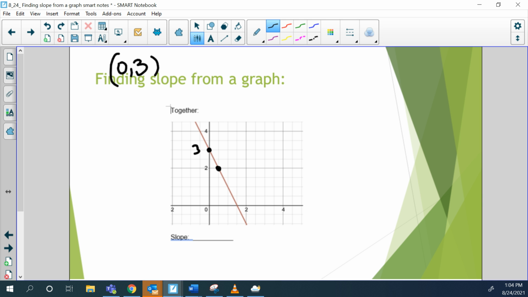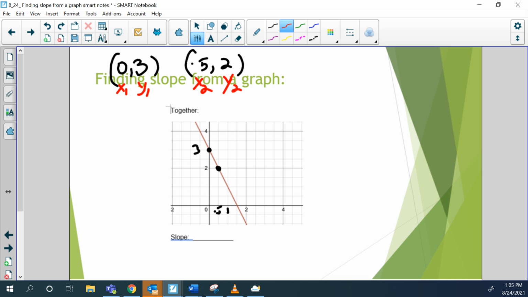And then the next one is, let's see. So this is 1. This is 1. This is 0.5. All right, so it's going to be 0.5. I go up 2. So 0.5, comma 2. All right. And so that's my x1, that's my y1, that's my x2, that's my y2.